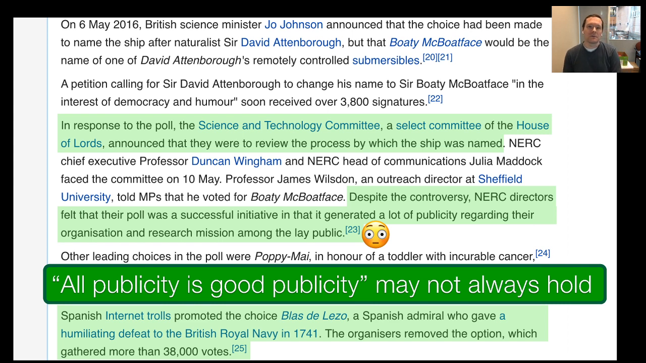They remember that there was Boaty McBoatface, and they remember that there was Blas de Lezo, but they don't actually remember that the point was an underwater submersible for marine exploration. So all publicity, good publicity, I don't necessarily buy it.